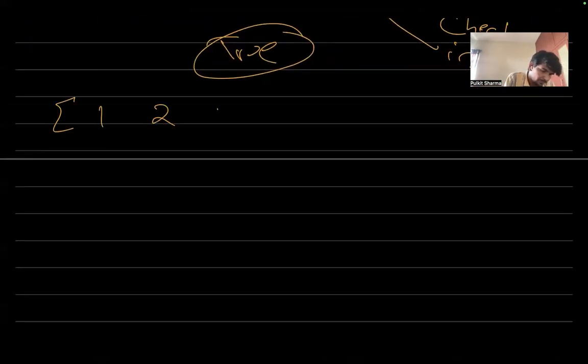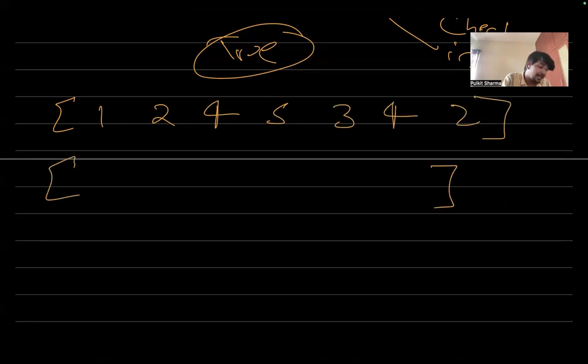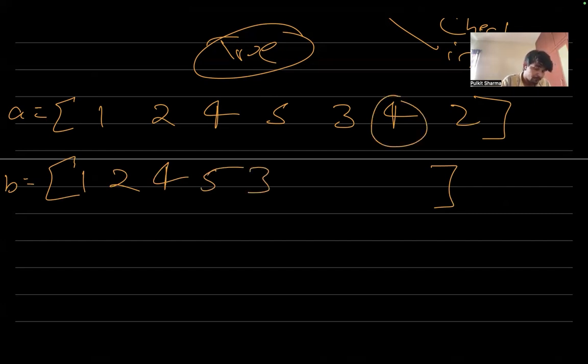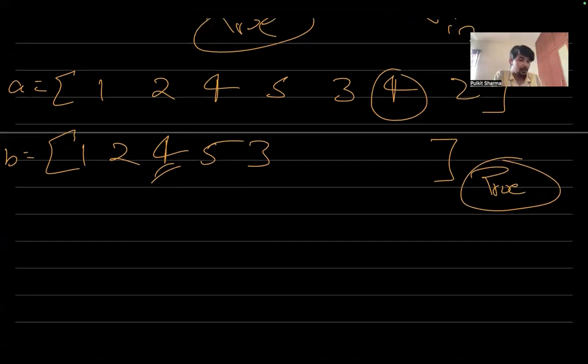1, 2, 4, 5, 3, 4, 2. Clear? Empty list. For I in A, I am iterating over the elements. What is the first element? 1. Is 1 in B? No. Appended. Is 2 in B? No. Appended. 4 in B? No. 5? No. 3? No. 4, yes or no? Yes. Getting this? Let me explain now on the coding way.